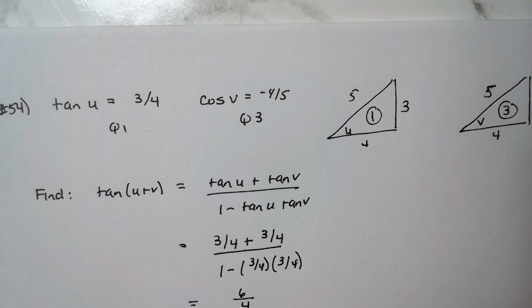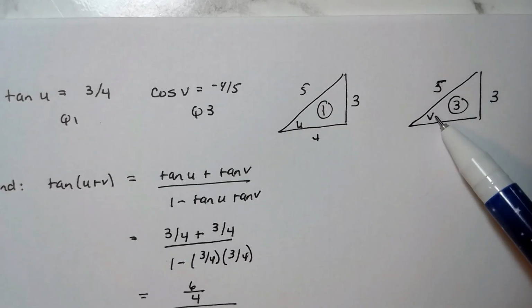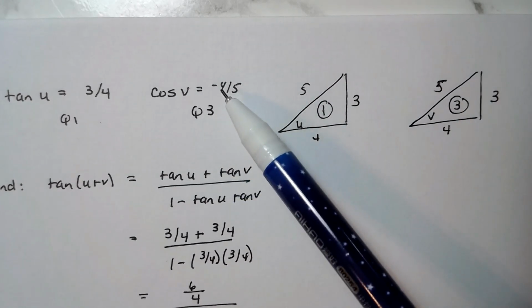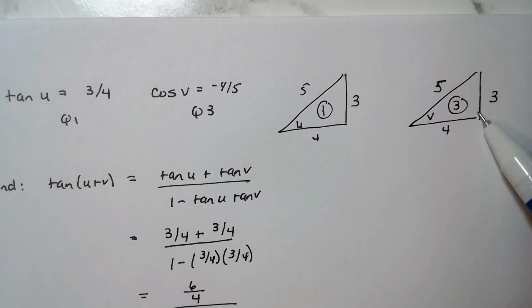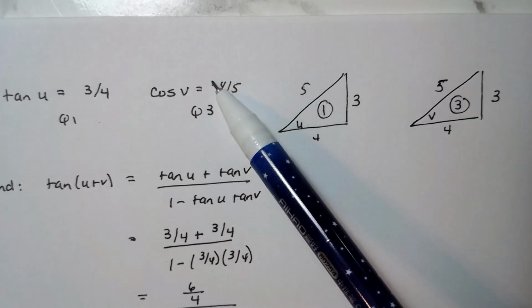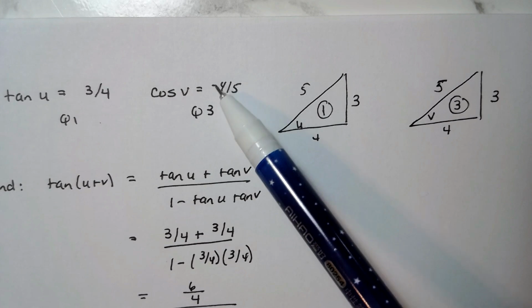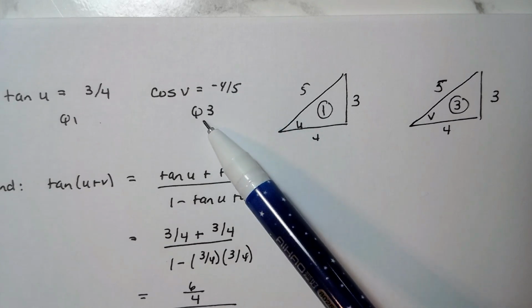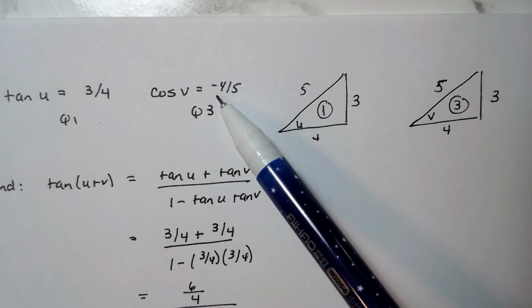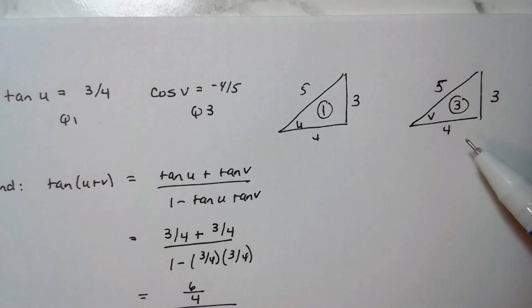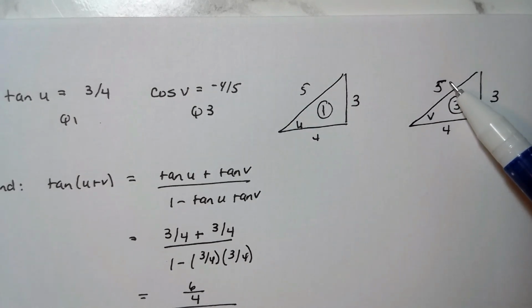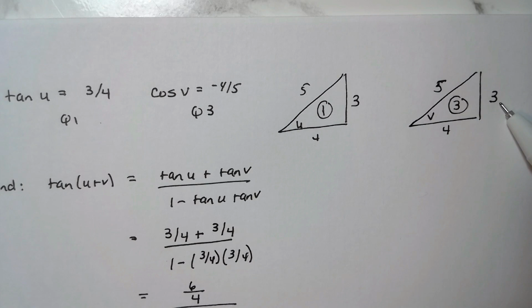Well, likewise with the triangle with angle V, the cosine is 4/5. Now remember, I can't have a negative side of a triangle. So this sign means that since it's in quadrant 3, the cosine's negative. That's all that means. But anyway, it's the adjacent over the hypotenuse, so again, using the Pythagorean theorem, I can find the missing side. So 25 minus 16 is 9, and the square root of 9 gives me 3.